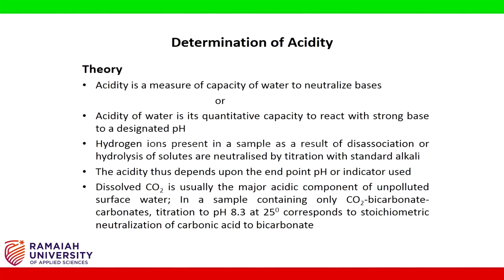Hydrogen ions present in a sample as a result of dissociation or hydrolysis of solutes are neutralized by titration with standard alkali. The acidity thus depends upon the endpoint pH or indicator used. Dissolved carbon dioxide is usually the major acidic component of unpolluted surface water. In a sample containing only carbon dioxide, bicarbonate, and carbonates, titration to pH 8.3 at 25 degrees corresponds to stoichiometric neutralization of carbonic acid to bicarbonate.